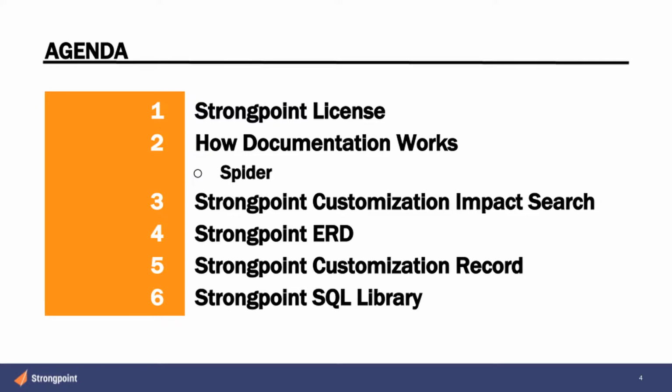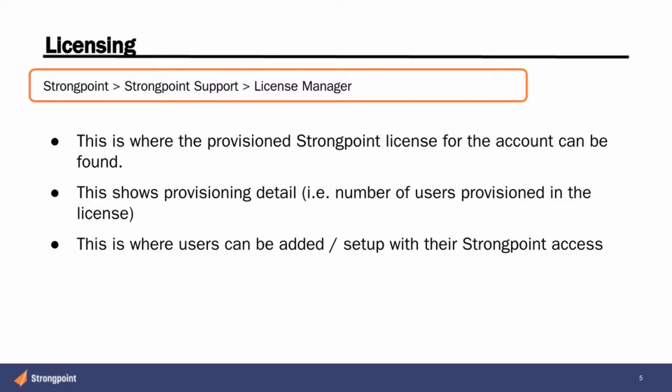So a little bit about what we're going to review today. We're going to go over a quick view of the Strongpoint license. We're also going to talk about how the documentation works using the AutoSpider Portlet. We'll also go into the Strongpoint ERD and the Strongpoint Customization Impact Search Form. Then we'll take some time to go through the details of the Strongpoint Customization Record, and we'll finish off with our Strongpoint SQL library.